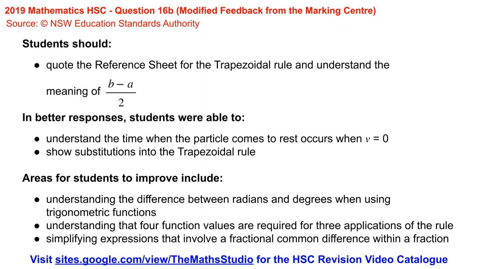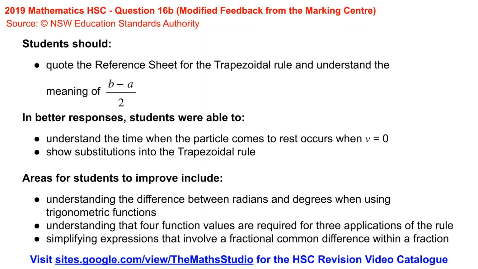The following is the modified feedback from the Marking Centre for question 16b. Students should quote the reference sheet for the trapezoidal rule and understand the meaning of b minus a over 2. In better responses, students were able to understand the time when the particle comes to rest occurs when v equals 0 and show substitutions into the trapezoidal rule.